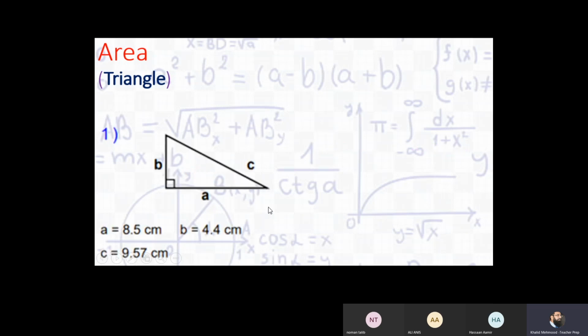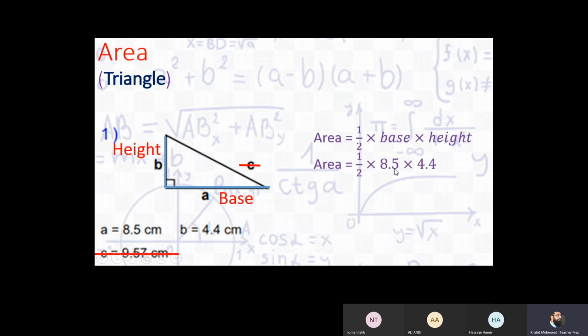So in this example, you can see if this is the base, then this will be the height. So now we will calculate. We will not include C or this value. It is just there to confuse us. Now we'll put the values in, and its value, which is 8.5, and then we'll calculate it as 18.7 centimeter square.